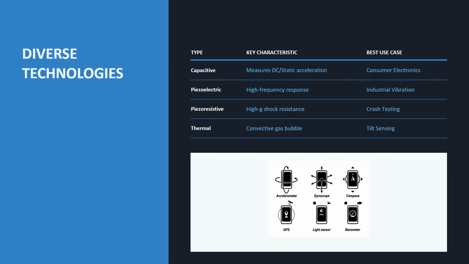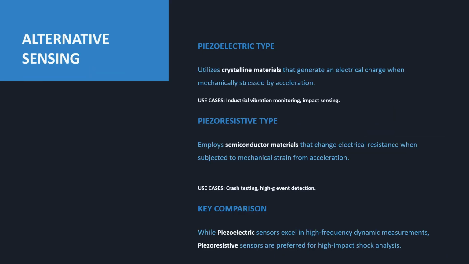A third type is the piezoresistive accelerometer, where the resistance of semiconductor materials changes when mechanical strain occurs. These sensors are often used in high-impact measurements such as crash testing. Another specialized type is the thermal accelerometer, which measures acceleration using the movement of heated gas inside a chamber. Each type of accelerometer is optimized for different applications.